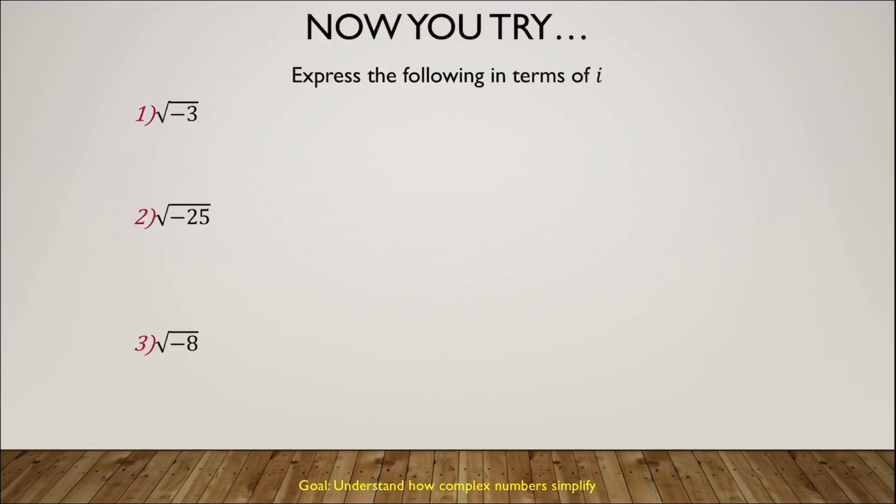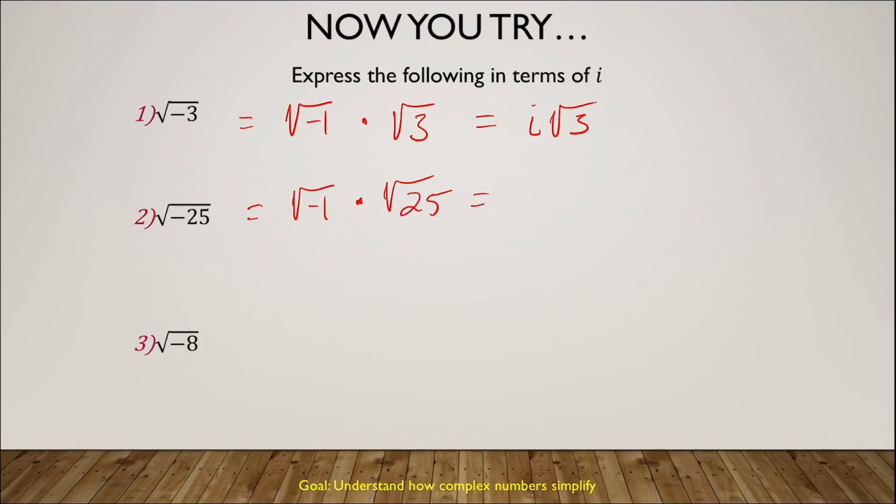I want you to pause the video and try these problems out. All right, square root of negative 3, we're going to split up to be the square root of negative 1 times the square root of 3. So we would just say this is i square root of 3. I can't simplify 3 at all. Square root of negative 25, square root of negative 1 times square root of 25, which gives me 5i.